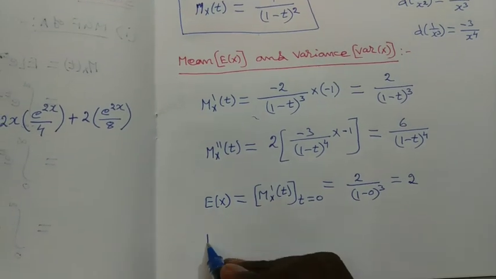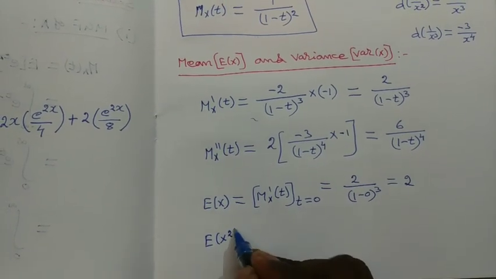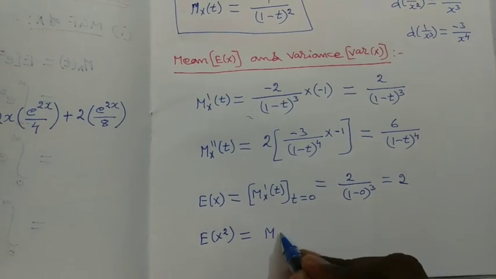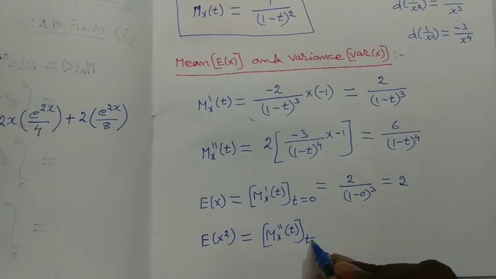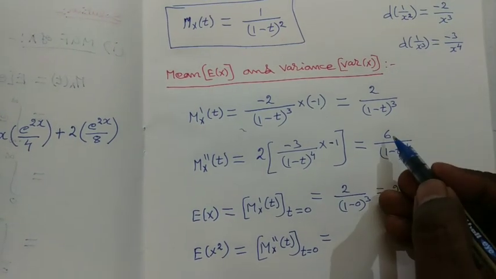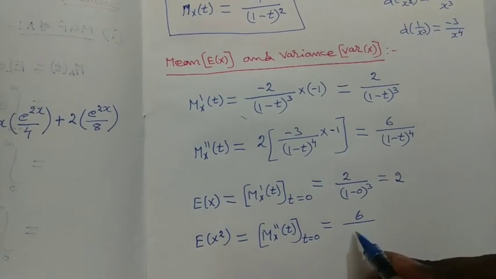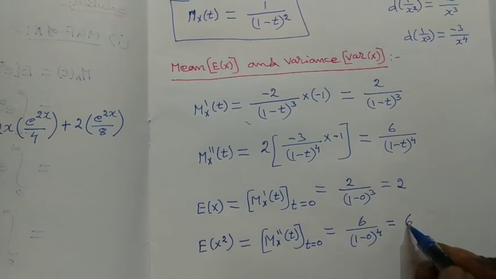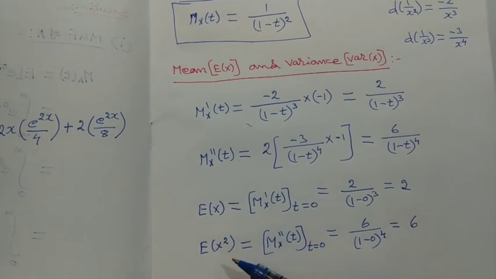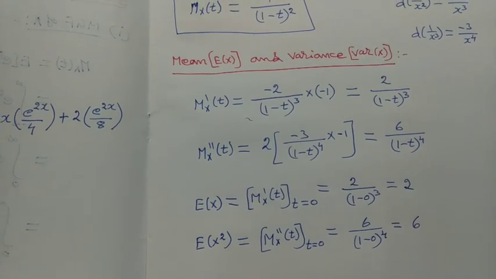E of x is 2. So next I want E of x square. E of x square is the second derivative, put t equal to 0. So this is the second derivative, put t equal to 0, 6 by 1 minus 0 the whole power 4. Therefore it is 6. So by using E of x and E of x square we can find variance.